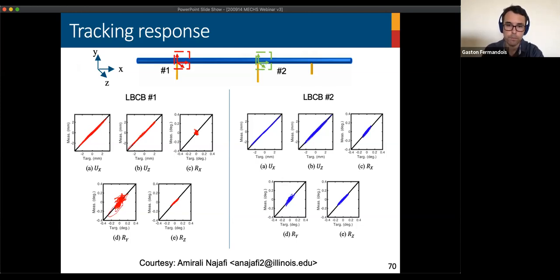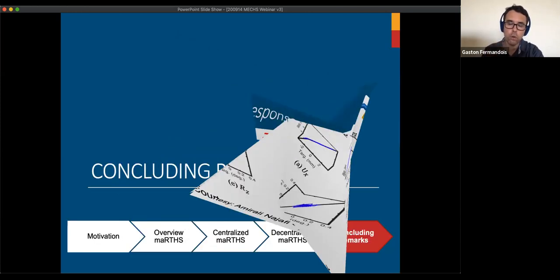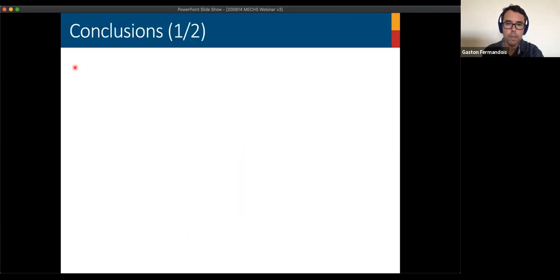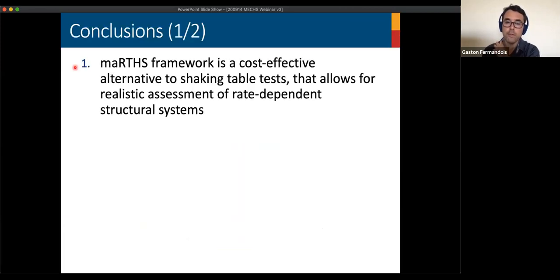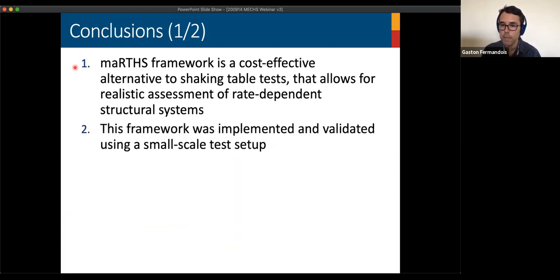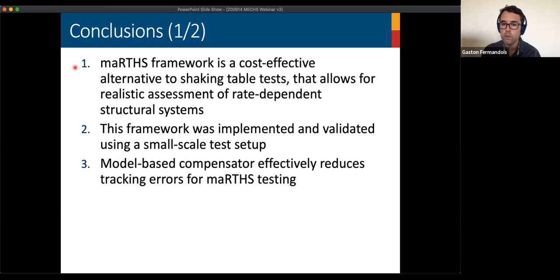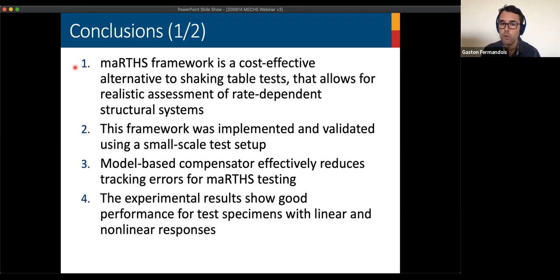maRTHS approach. So in conclusion, the maRTHS framework is a cost-effective alternative to shaking table tests, and allows for realistic assessment of rate-dependent structural systems. This framework was implemented and validated using a small-scale setup. The model-based compensator effectively reduces tracking errors for maRTHS testing. And the experimental results show good performance for test specimens with linear and nonlinear responses.